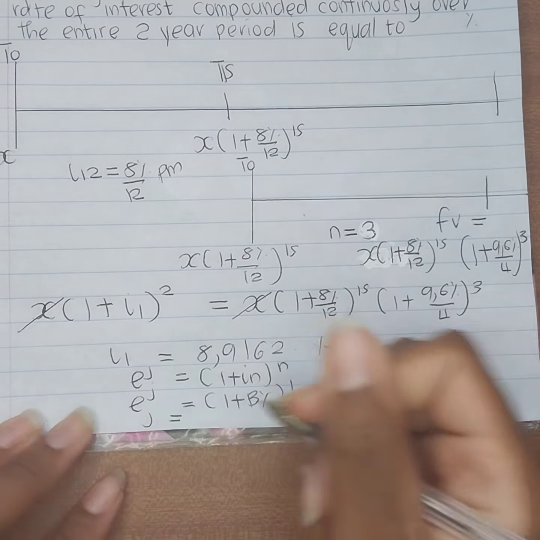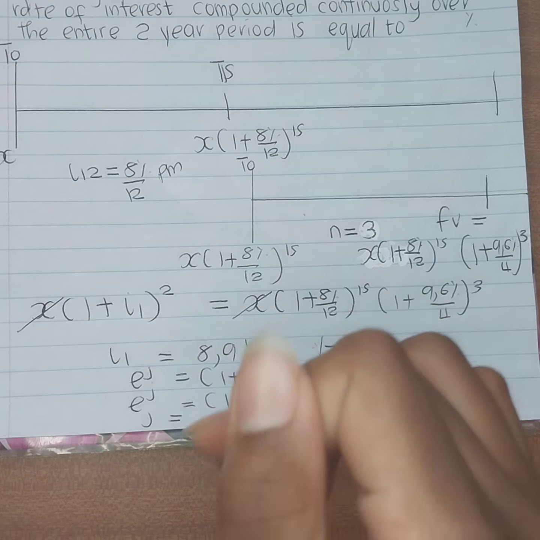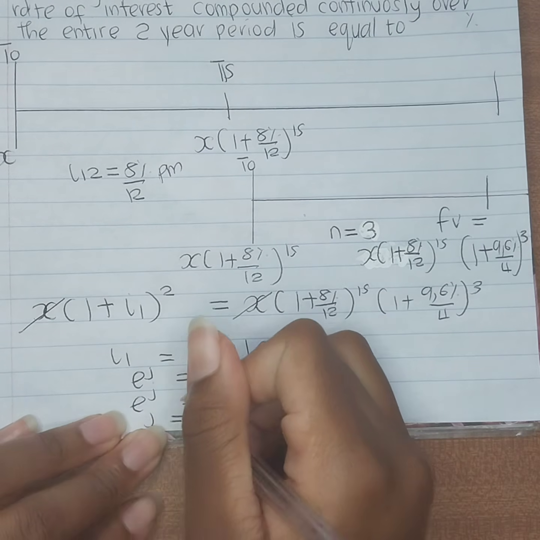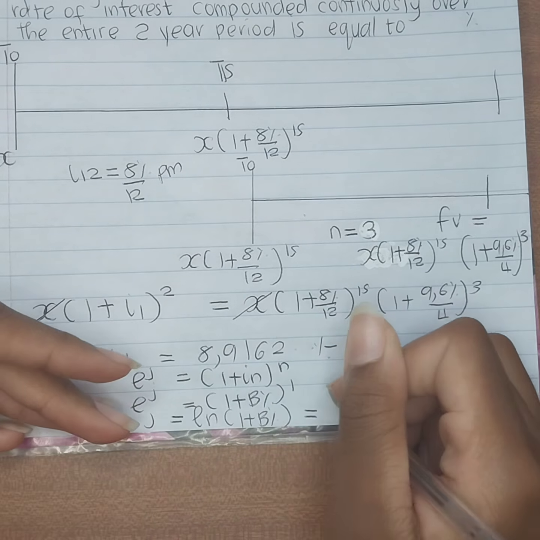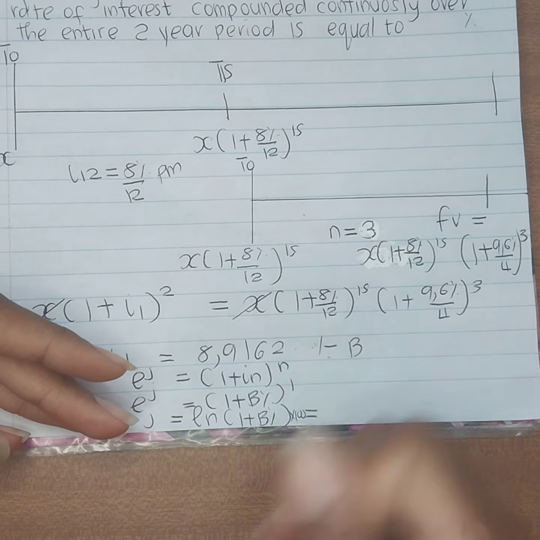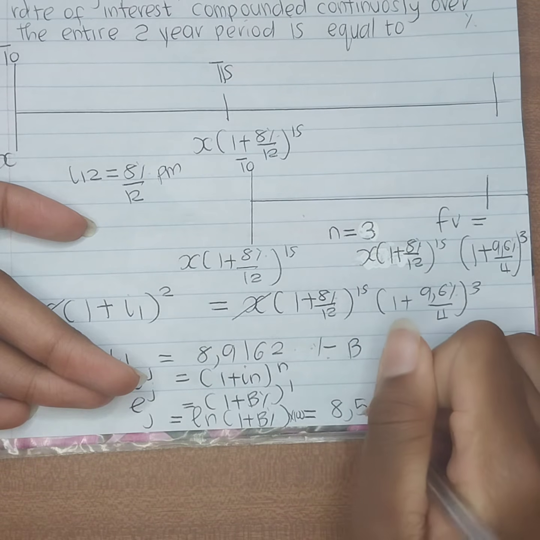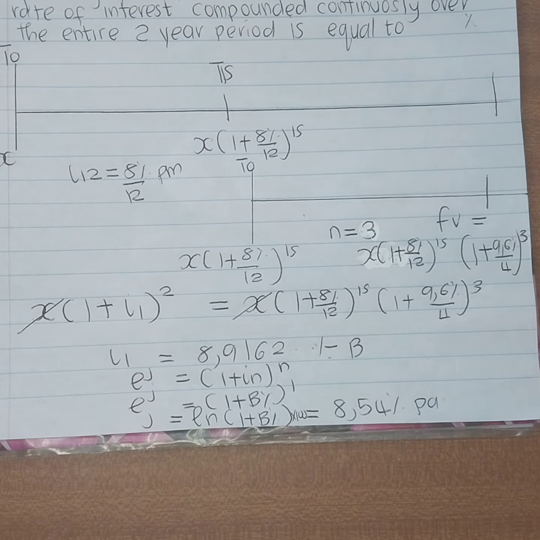So J is equal to ln, right? That's how we remove an e. So we have ln of 1 plus B%, which times 100, times 100, which gave me 8.54% per annum. So yeah, that is how you're supposed to do number 8.